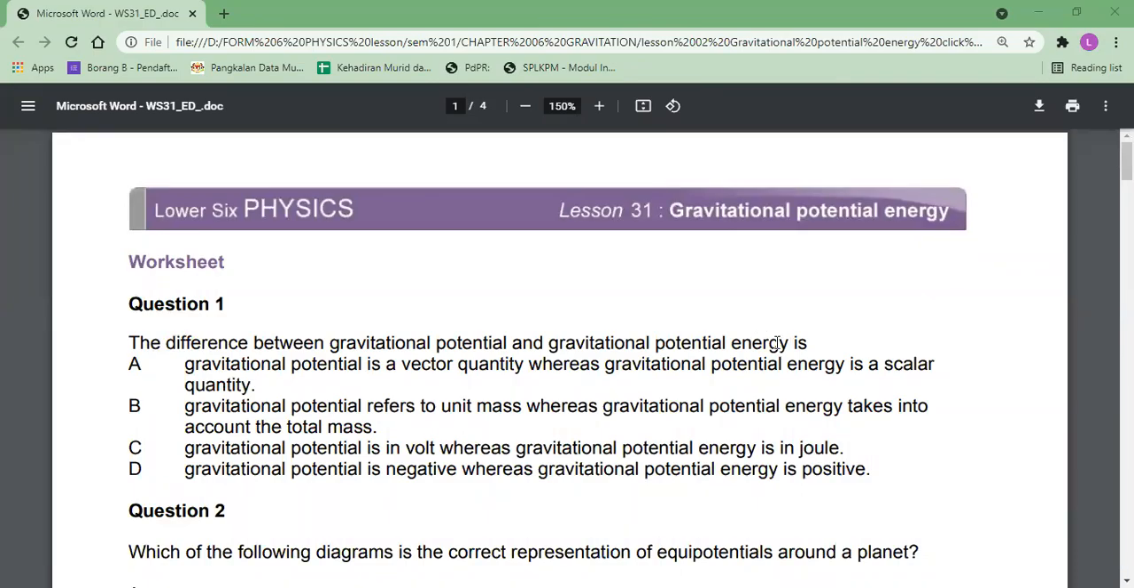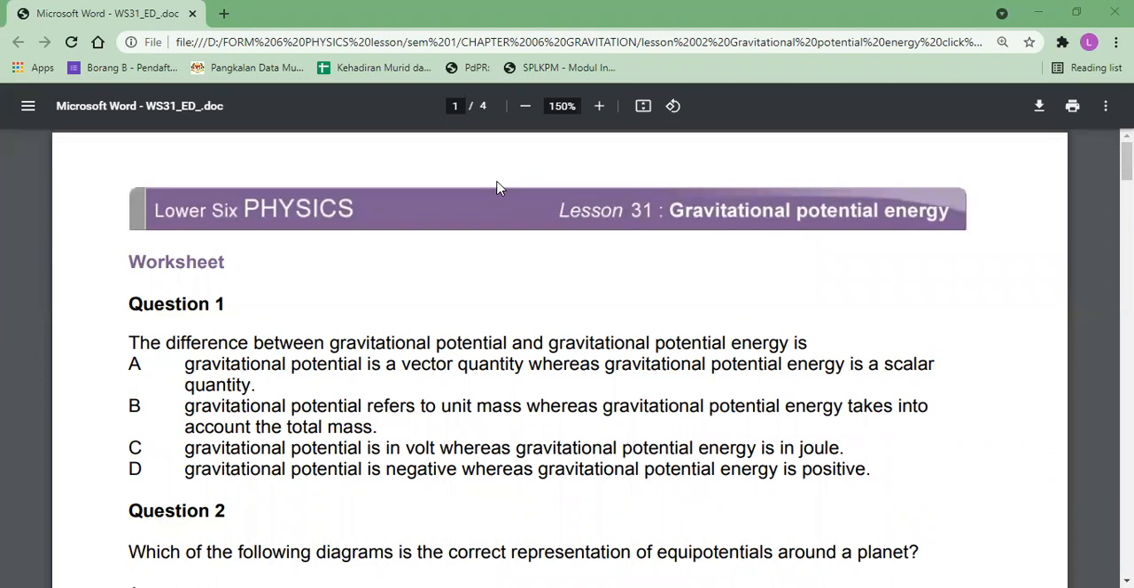Okay, so students, let's go through the questions for lesson 31, gravitational potential energy. Look at question number 1. The difference between gravitational potential and gravitational potential energy: A, gravitational potential is a vector quantity, whereas gravitational potential energy is a scalar quantity. Is it correct or not? No, both of them are vector quantities because they have direction. The direction is negative, right?